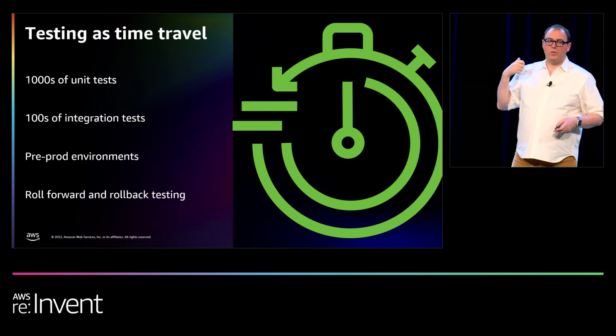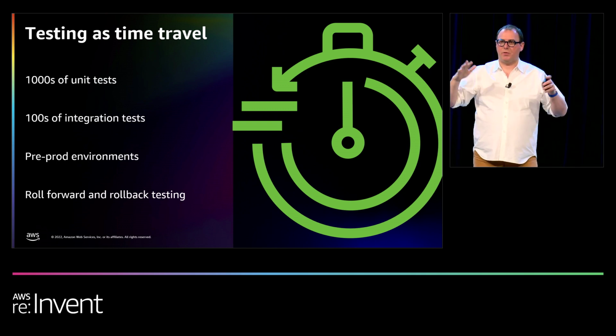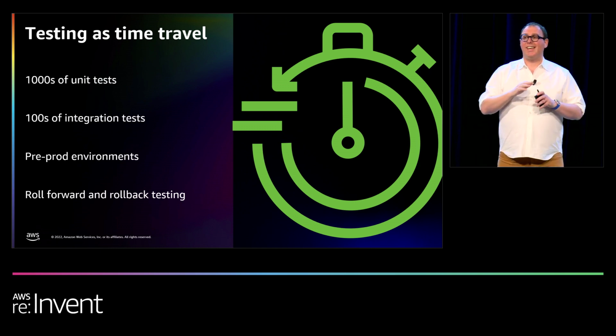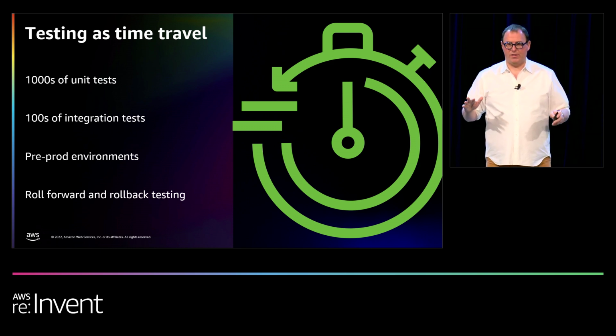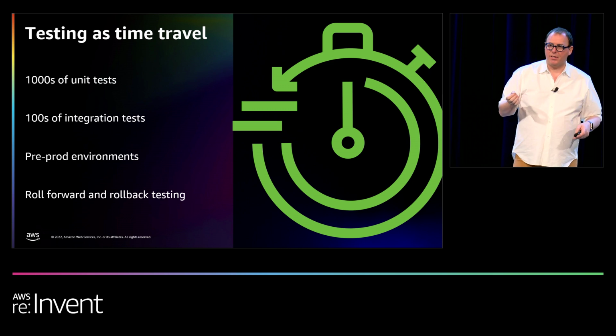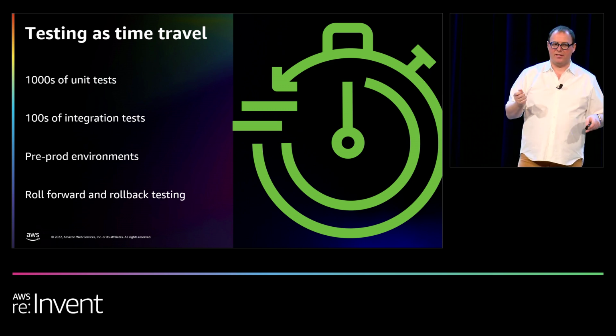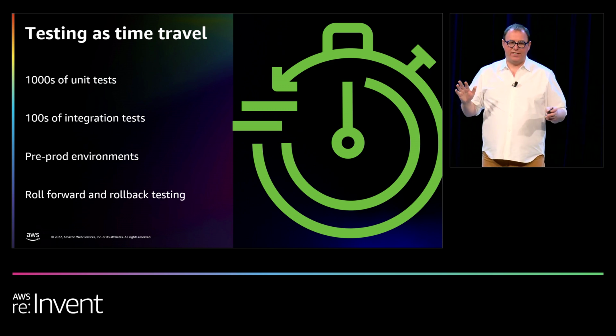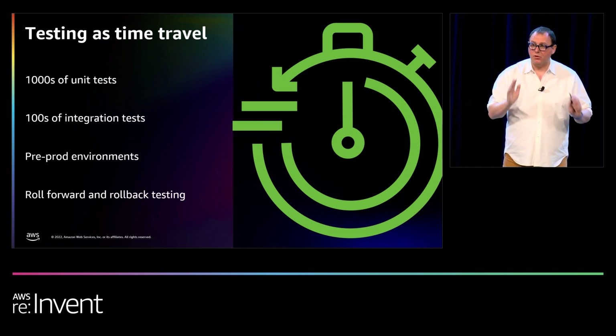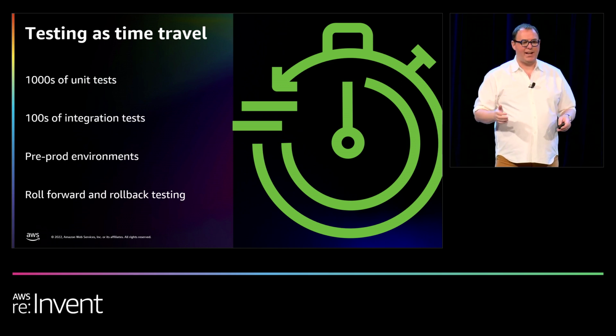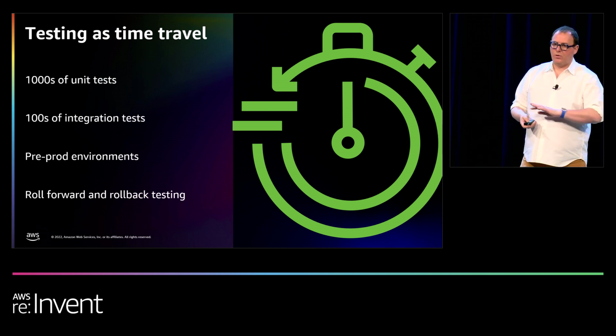And if you were to work at AWS and see inside what's going on in an AWS service, you would see just an enormous amount of tests. Typically an AWS service has thousands and thousands of unit tests, hundreds of integration tests. We've got pre-production environments that we run and simulate everything in, and then we've got all sorts of fancy testing.